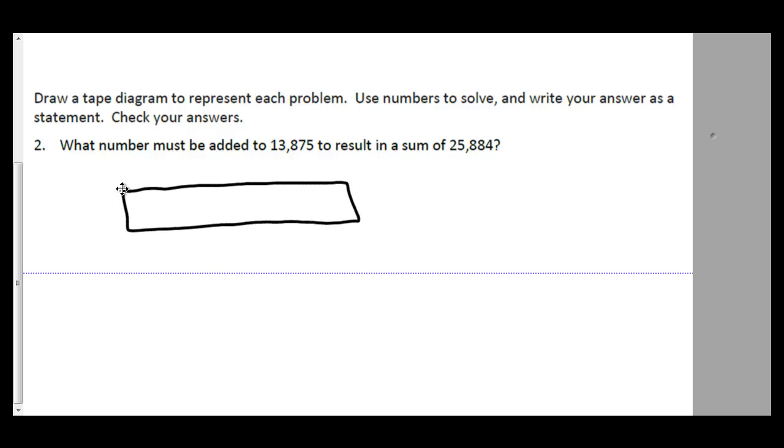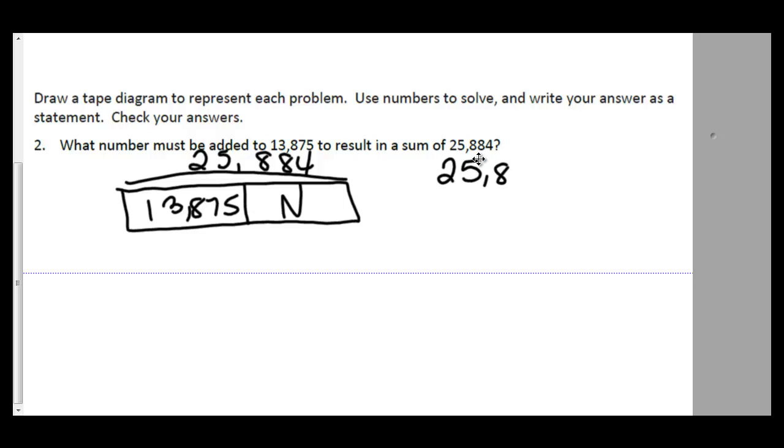And my total is 25,884. Part of this is 13,875, and I'm trying to figure out what number has to be added to this to get 25,884. So in order to find out what n is, I needed to take away 13,875 from 25,884. So I'm going to create a subtraction problem and find the difference between these two numbers.